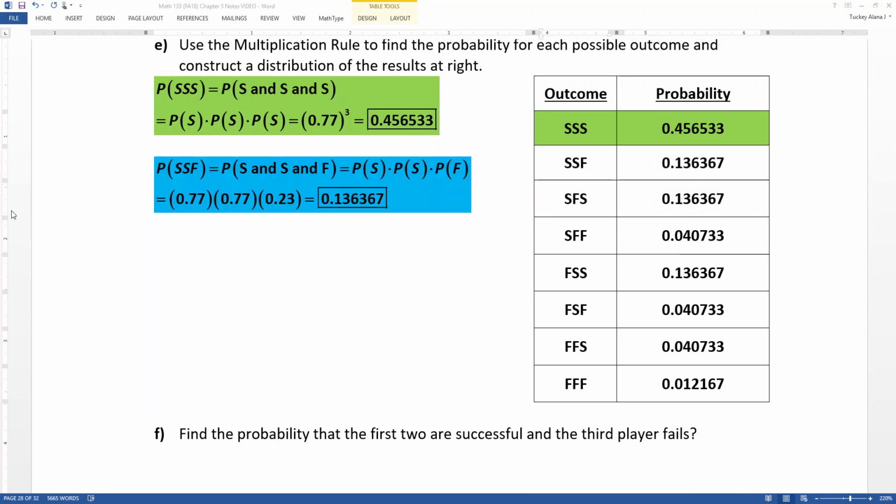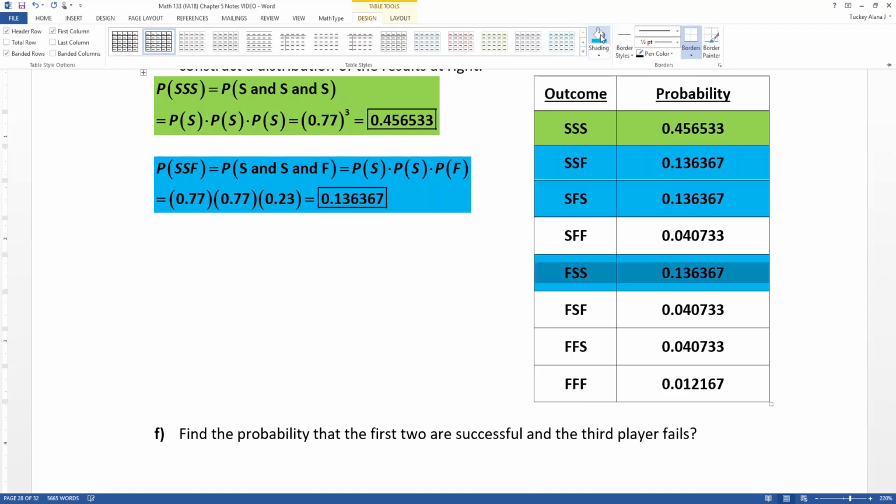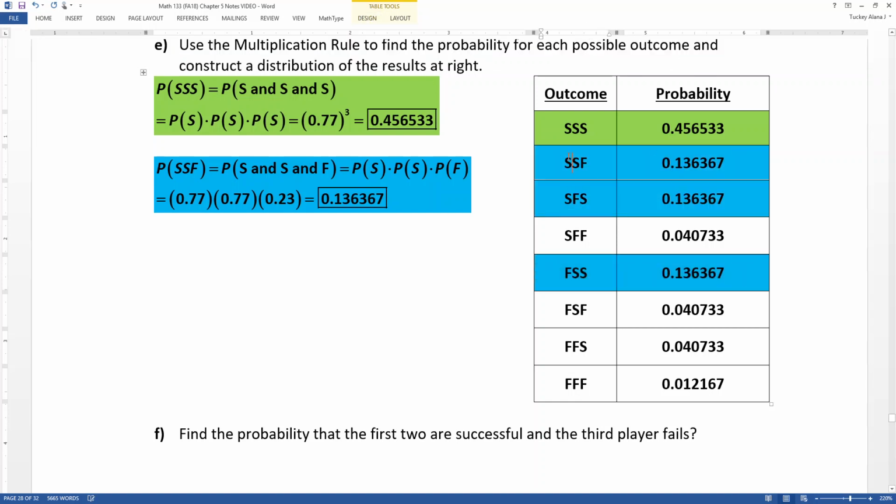So now let's do the probability of SSF, which is 0.13637, but let me prove it to you. So that's 0.77 times 0.77 times 0.23, and you'll notice 3 of them are actually that way. And that's because they all have 2 successes and 1 failure. Notice the and in there. So you're multiplying. So 0.77 times 0.23 times 0.77 is the same thing as 0.77 times 0.77 times 0.23. They're all the same. They're all 2 successes, 1 failure.